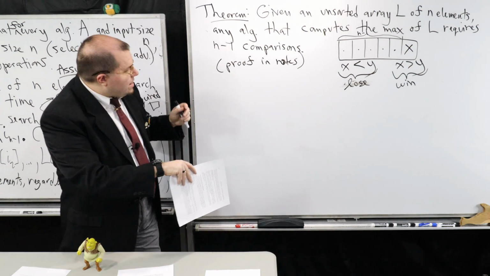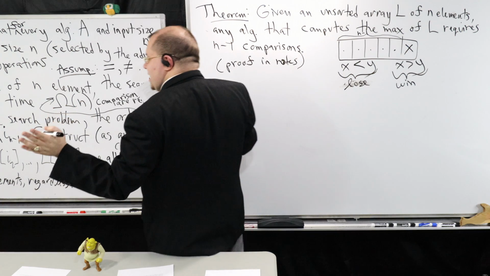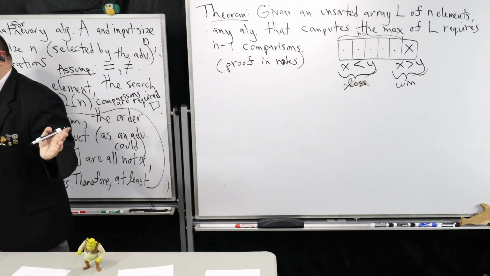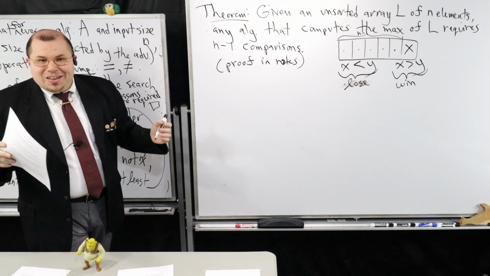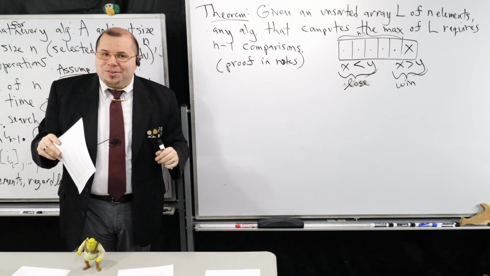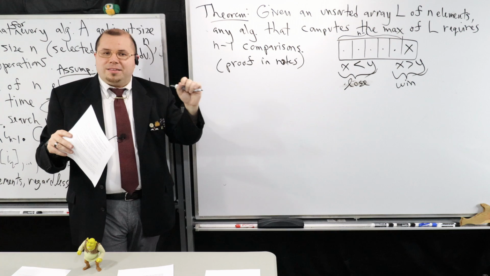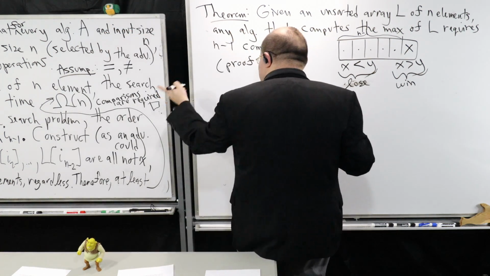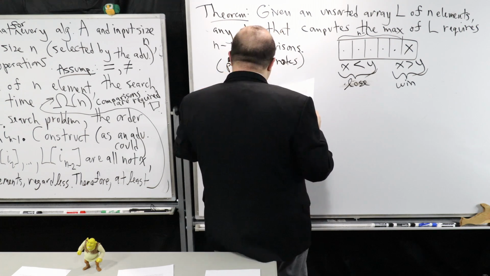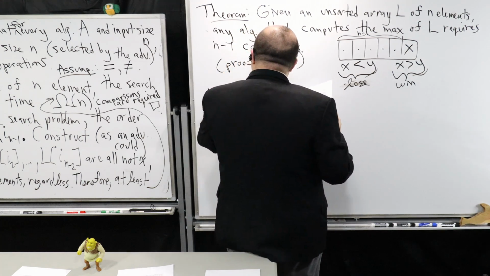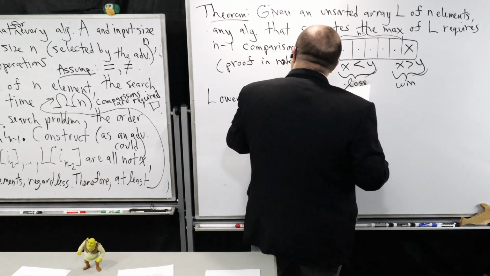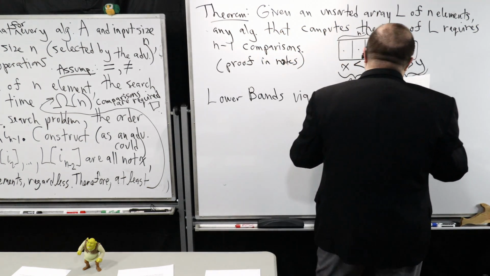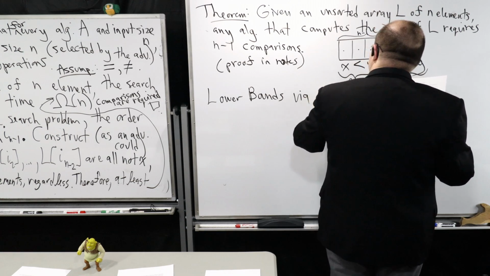Now, another technique I want to talk about, so that's the first technique for lower bounds I wanted to talk about. Believe it or not, there's a second technique I want to talk about. This is one that I know you'll get to use on your second assignment. It's arguably simpler than using an adversarial argument. So I'll refer to it as lower bounds via reduction.